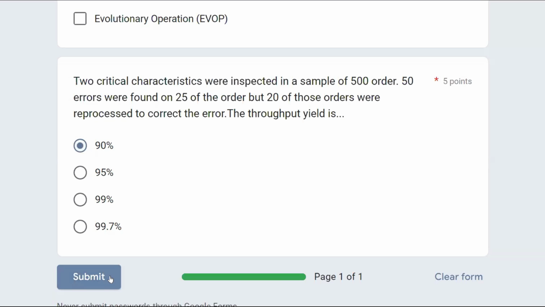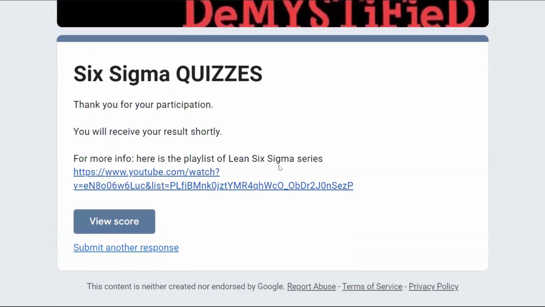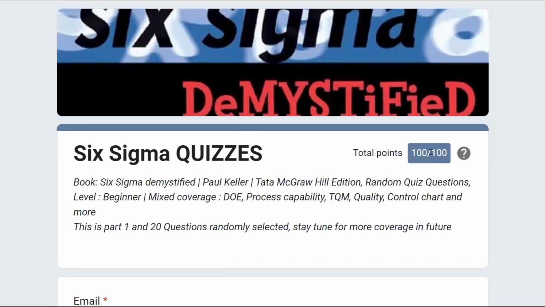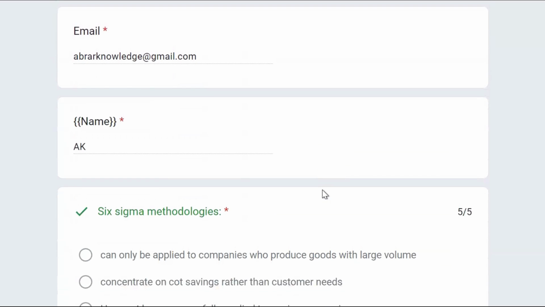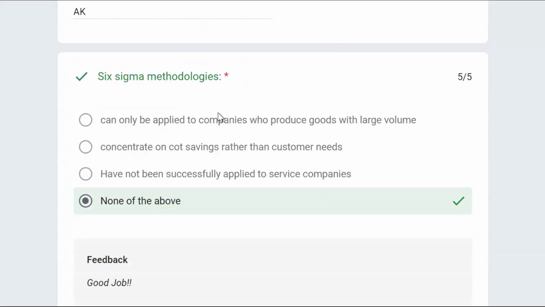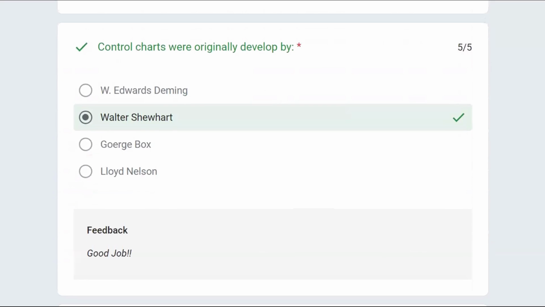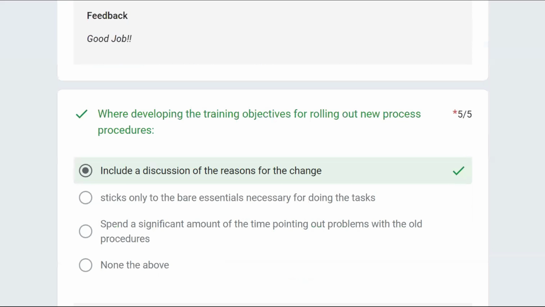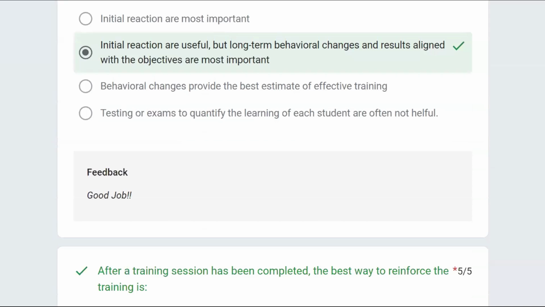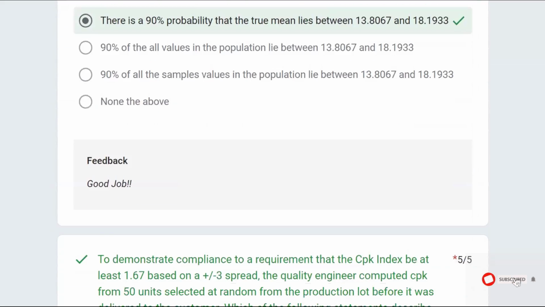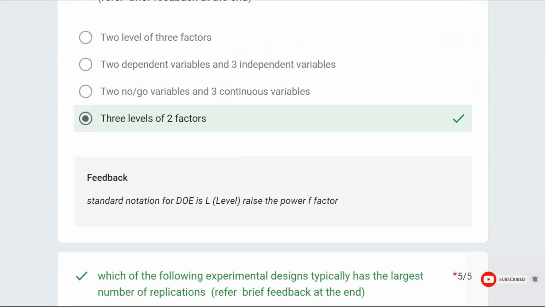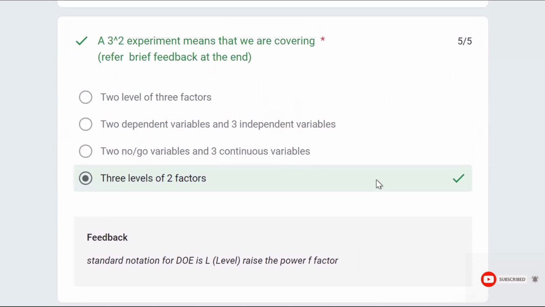We can submit. Let's see how much marks we have got. So we can click here and we got 100 out of 100, right? Some of the questions I have already given some more notes as well. For example, I'm just skipping all this. For the last three questions I have given some more notes as well. So green signifies that everything is okay because we got 100 out of 100. You can see here.